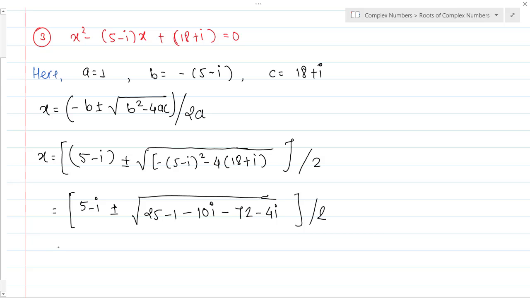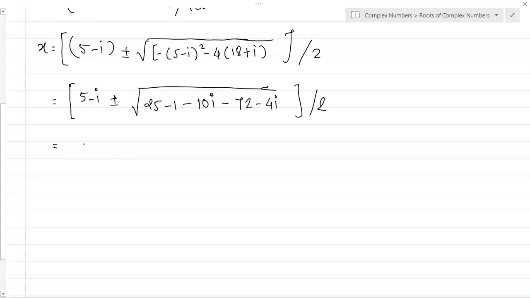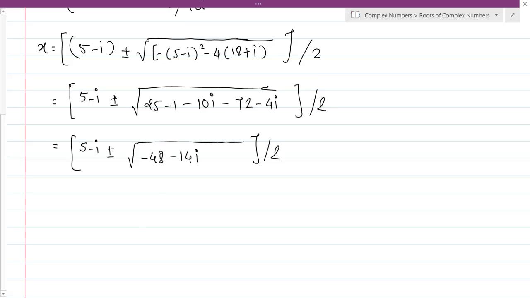Okay, so 2 into a is nothing but 2. Now it is equal to 5 minus i plus or minus under the root of 25 minus 1, which is 24. So 24 minus 72 gives minus 48, and minus 10i minus 4i is minus 14i, whole divided by 2. Okay, now how will you get the value of this under the root?